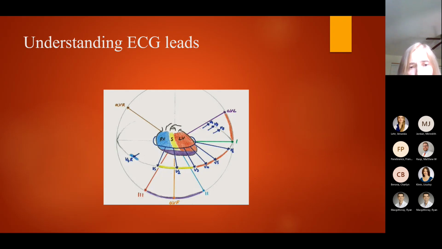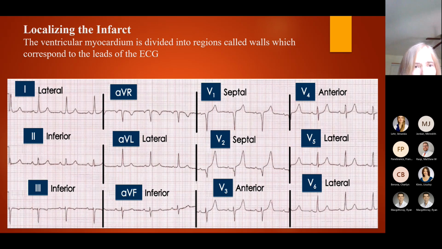So this is another picture of what the leads look at. You can see V1, V2, right ventricle here, septum. This picture actually helps me because I have this picture in my brain and I don't need to memorize anything. You can see 3, AVF, 2, they're looking at the inferior wall. That's how I remember. So localizing the infarct: the ventricular myocardium is divided into regions called walls, which correspond to the leads of the ECG.